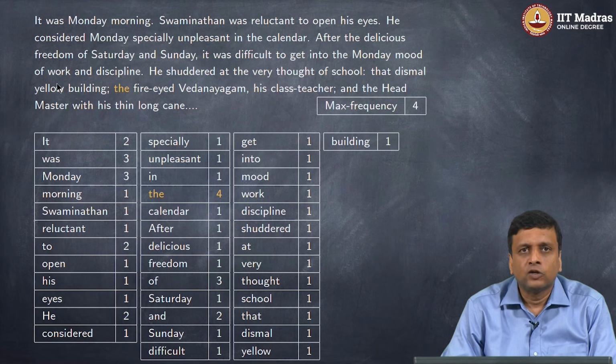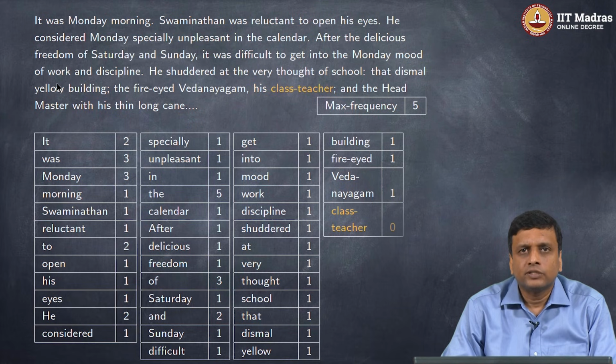The comes again. Now, the goes from 4 to 5, and since the maximum frequency is 4, and the has appeared 5 times, we have to update 4 to 5. So, now we know that some word has appeared 5 times. Fire-eyed is 1, Vedanayagam is 1, his is 2, class teacher is 1, and is 3.